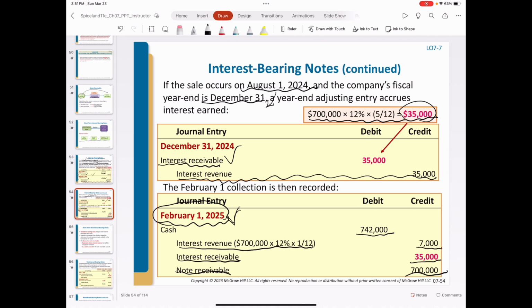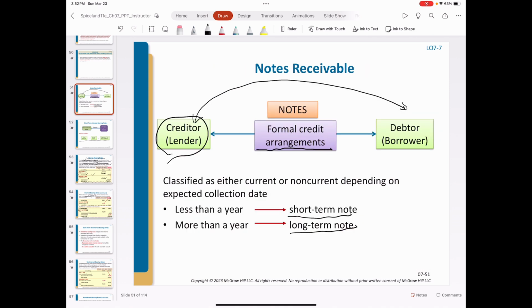So in summary, there's another receivable, also a trade receivable, but this receivable is a formal credit arrangement. And the seller, the company, acts in the role of both seller and creditor. So the company can make money from both sales and interest revenue.